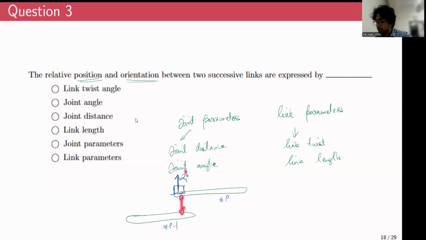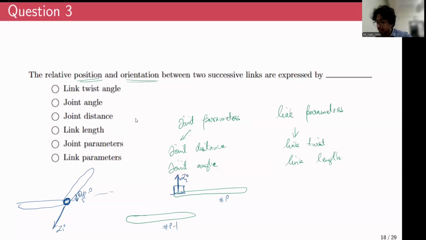This relative distance between the two links measured along Zi is called joint distance. And similarly, if there is any angle between two links, maybe if you consider this to be one link, this to be another link, and the joint is perpendicular to the plane of both, and if this is link i, and if this is Zi, the relative orientation between two links, theta i, measured along Zi, is called the joint angle, right?